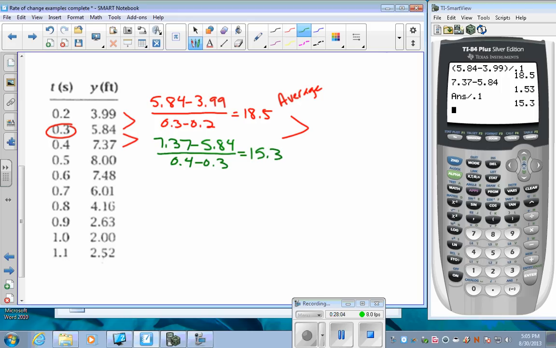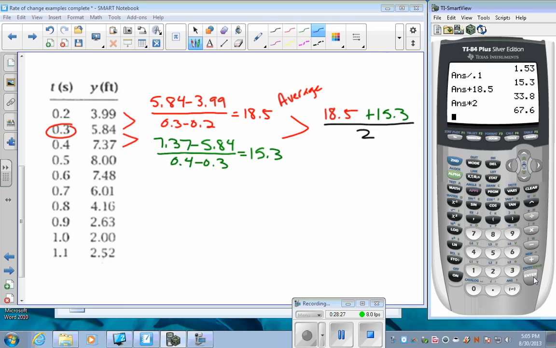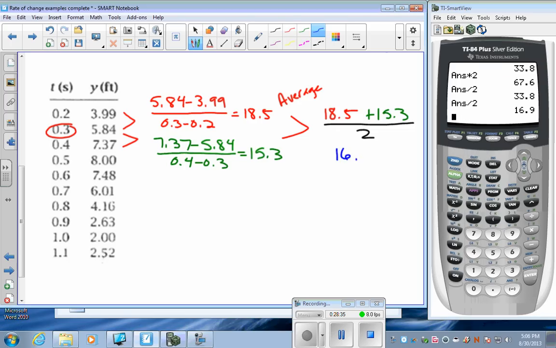So to actually estimate the average at 0.3, I'm going to take these two and average them together. So I'm going to take 18.5, add that to 15.3, and then I'm going to take that and divide by 2. And when I do that, I get, I did not divide by 2. Sorry, I get 16.9. I need to add some units onto that, and that's going to be feet per second. And that rate of change is positive.